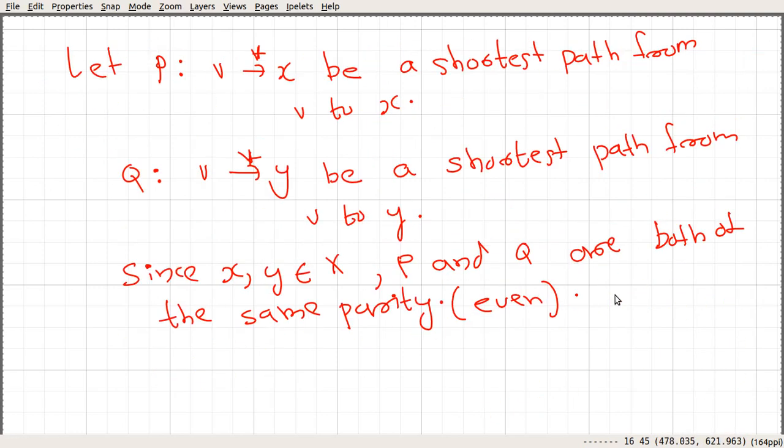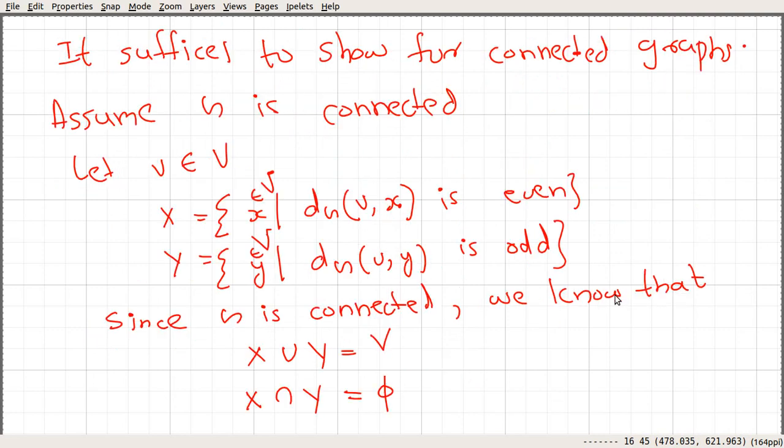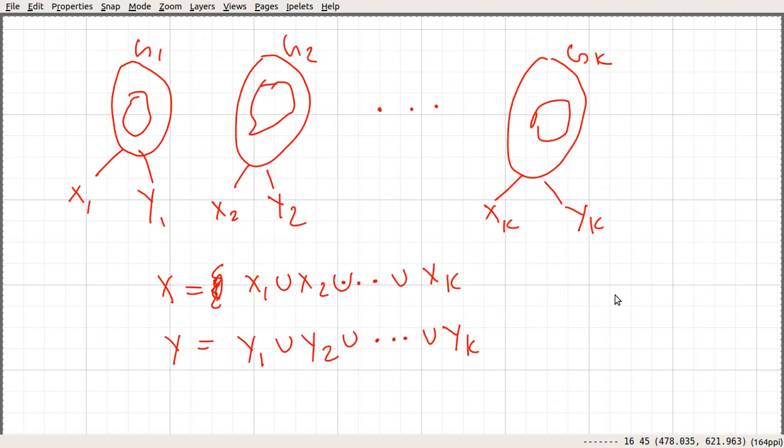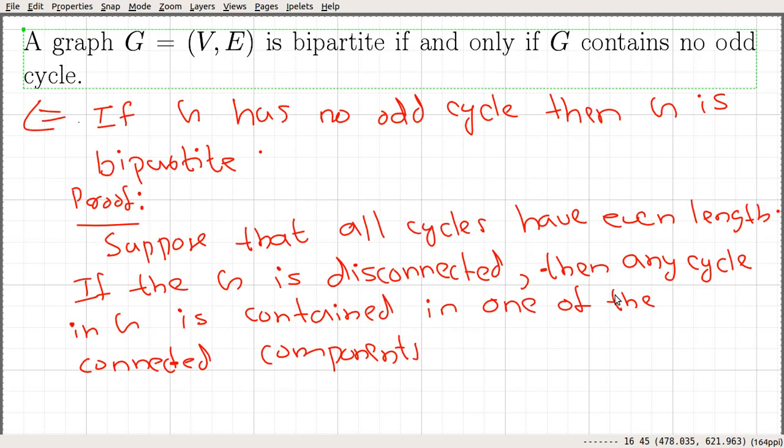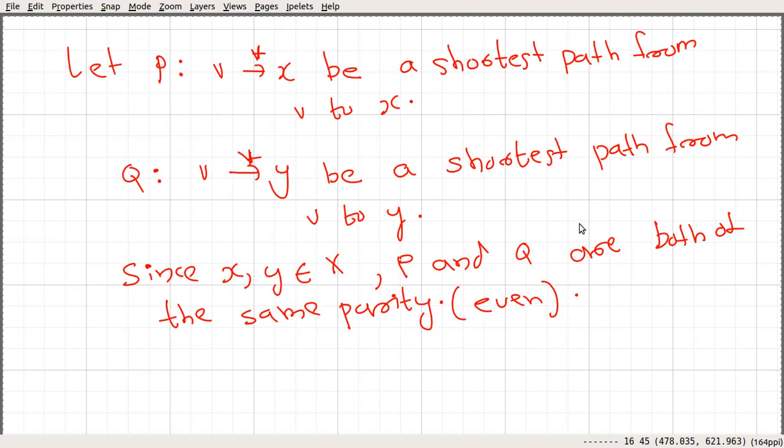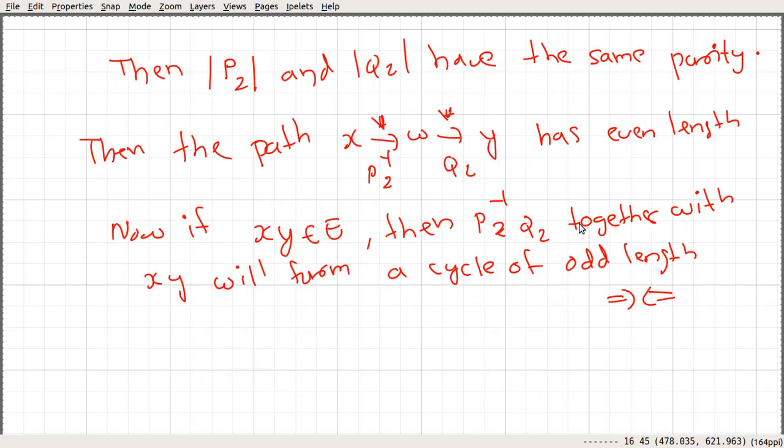Since we started with the assumption that the graph has no odd cycle, that is, all cycles have even length, if xy is an element of the edge set, then P2 inverse Q2 together with this edge xy will form a cycle of odd length, so that leads to a contradiction. So we assume that every cycle in the graph has even length.